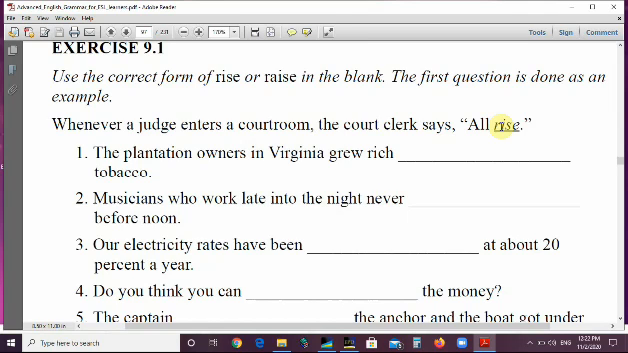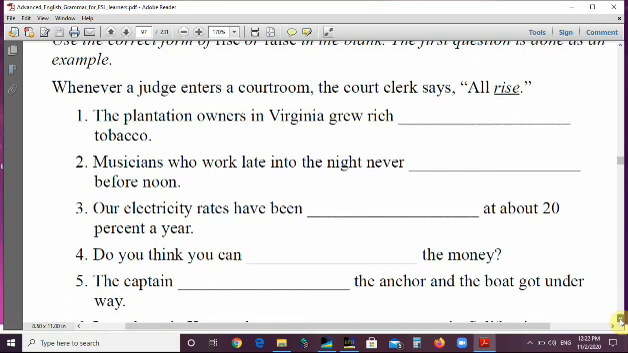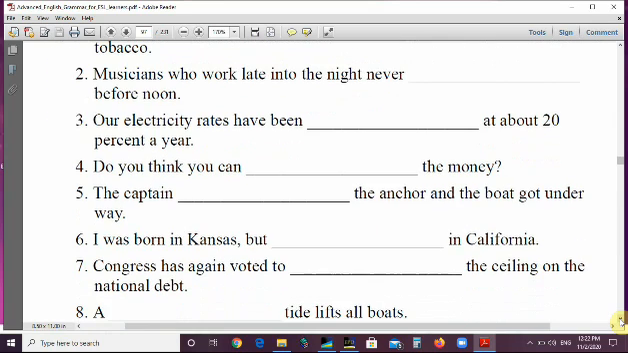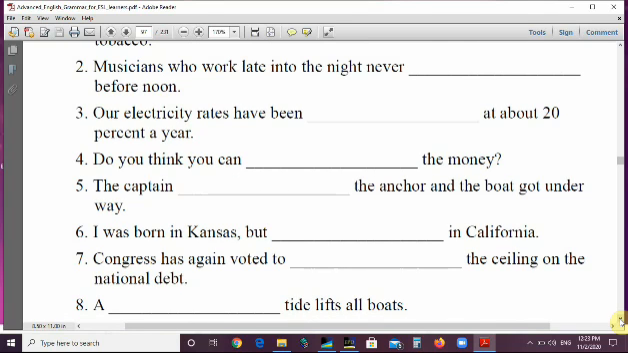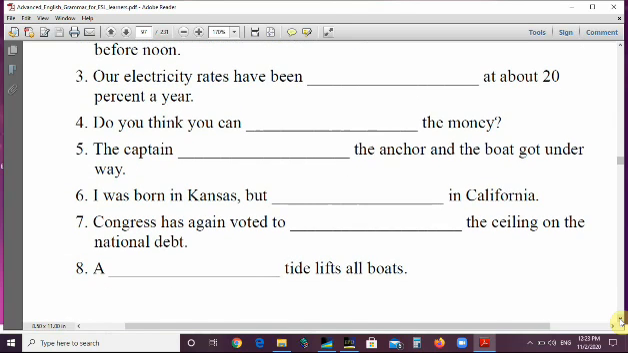Number 1, the plantation owners in Virginia grew rich raising tobacco. Rising or raising? Of course, raising, which means growing. Raising, the answer is raising tobacco. Number 2, musicians who work late into the night never rise before noon. They never rise, R-I-S-E. Number 3, our electricity rates have been rising at about 20% a year, going up.